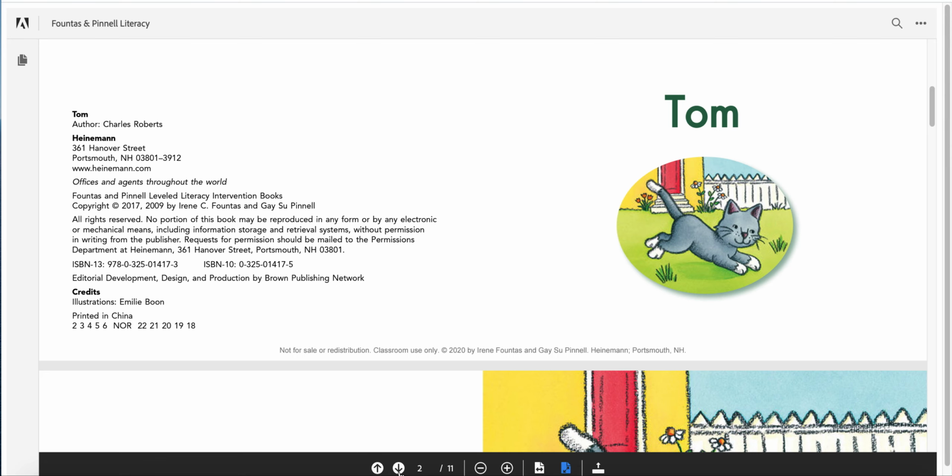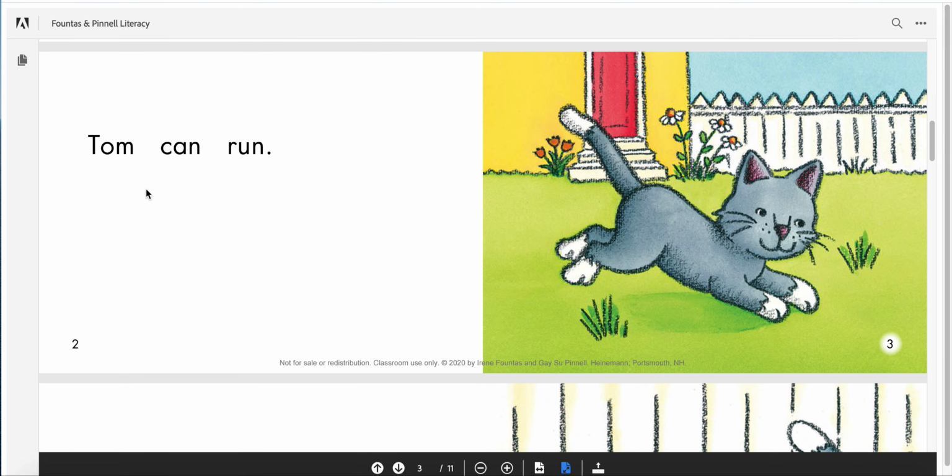Okay, let's go ahead. Tom. So take a look at where my mouse is, or my cursor, my arrow. Pretend this is my finger, and I'm going to point under each word when I read it. Okay, Tom can run. If you weren't sure of this word, take a look at the picture. Think, what is happening? Use your brain, which is really important, and then go back to the word. Think about, what sound does this first letter make? R. And what is happening? Run. Super. Tom can run.